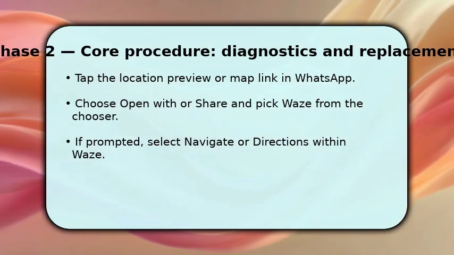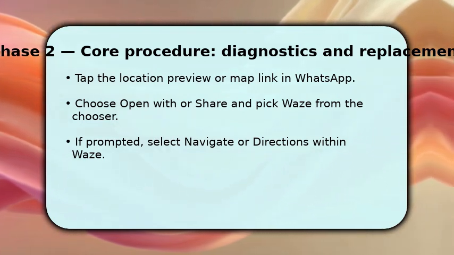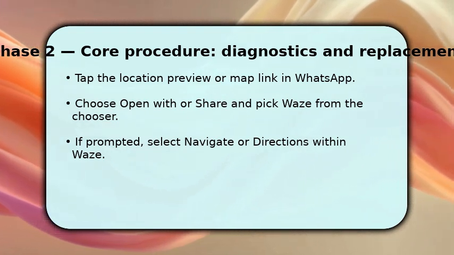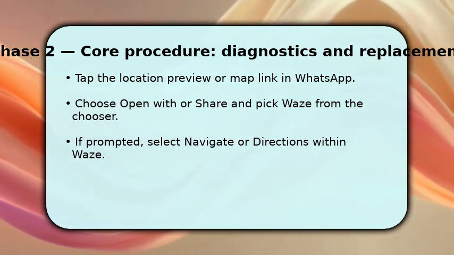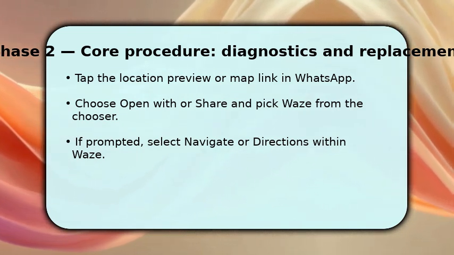Now choose how to open it. When the Android or iOS chooser appears, pick Waze, tap Open with or Share, then Waze. On iPhone, tap the three dots and choose Share, then Waze. Once Waze launches, it reads the coordinates and builds a route. Give it a moment to calculate.